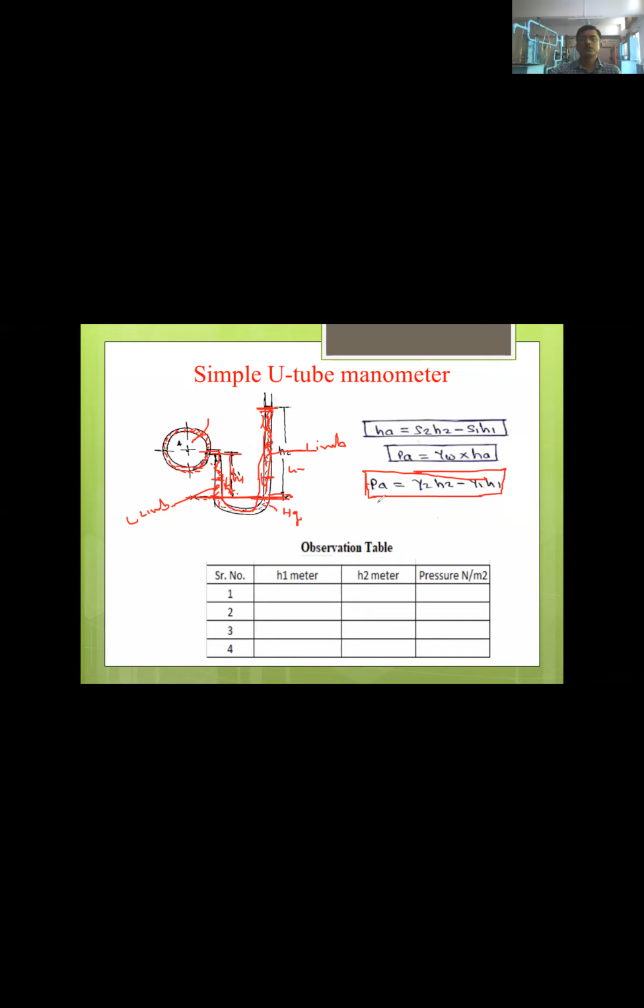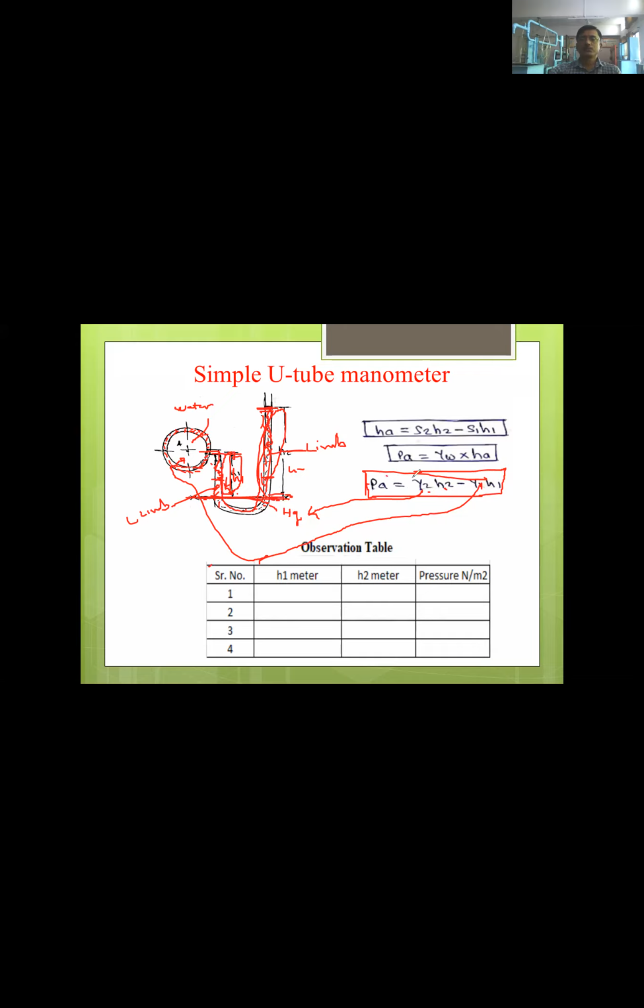Then after that, with the help of this formula we find out the pressure intensity. What is that formula? P is equal to gamma 2 h2 minus gamma 1 h1. Gamma 2 is nothing but the weight density of mercury. Gamma 1 is the weight density of the liquid flowing through the pipe. Generally the common fluid is water, so we can say it is the weight density of water. What is h1? h1 is the height of the fluid in the left limb. h2 is the height of the fluid in the right limb above this datum.